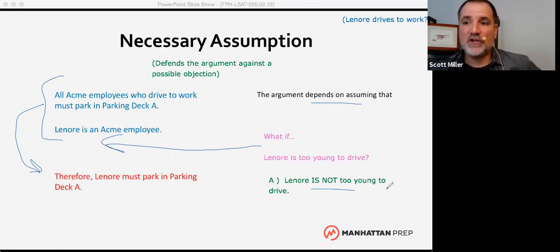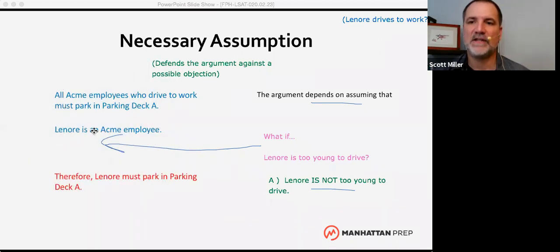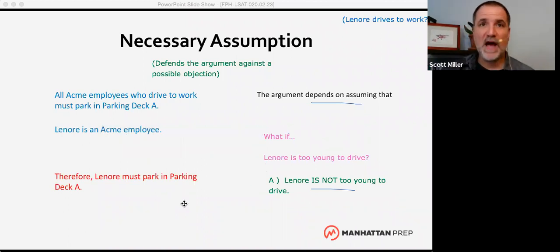Just because Lenore isn't too young to drive, does that mean that if A is true, we have a valid argument? No, because there are a whole bunch of other possible objections that we have to defend against, right? Maybe Lenore is old enough to drive, but she's blind. Maybe she can't drive because she's blind, or some other reason, some physical condition that prevents her from driving a car.